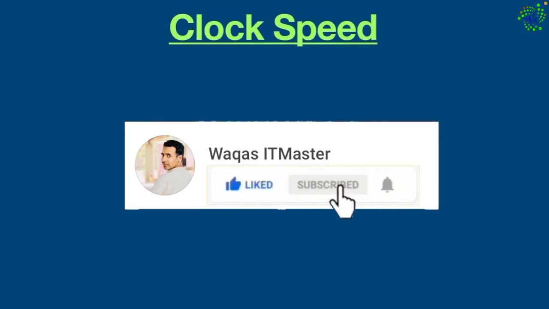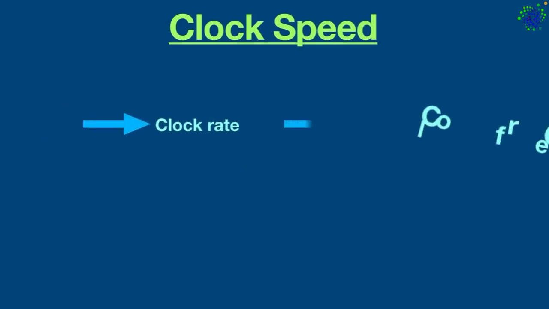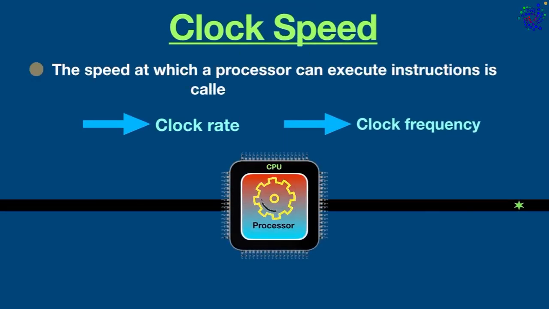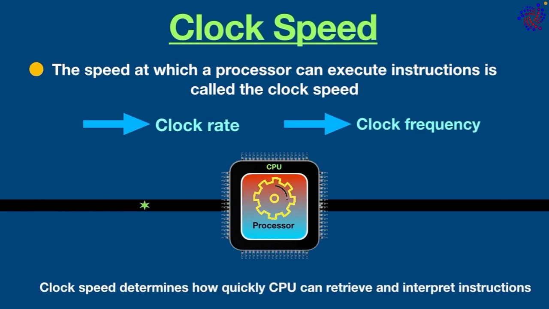Ready? Let's begin. In computing, clock speed is also known as clock rate or clock frequency. The rate at which a processor can execute instructions is called clock speed. A processor's clock speed determines how quickly the CPU can retrieve and interpret instructions. This helps the computer complete more tasks by getting them done faster.